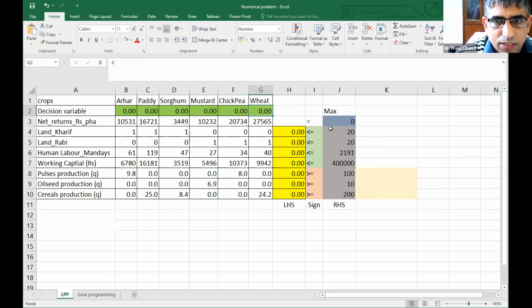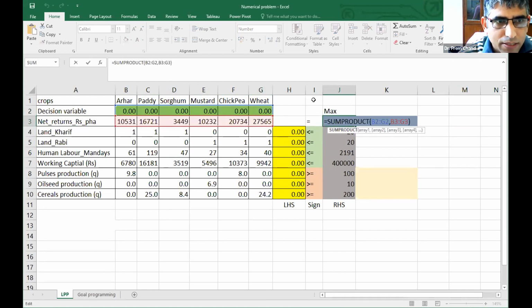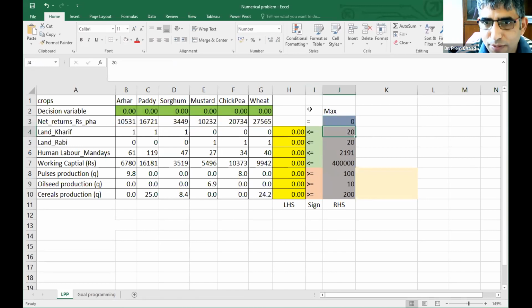Now my constraints are there. I have multiplied the net return with the decision variable, that means the area to be allocated under each crop, so that I can get the sum of net return from all the crops. I have done the sum product of decision variables and net return, so I got the sum of net return from all crops. So this is my objective function.